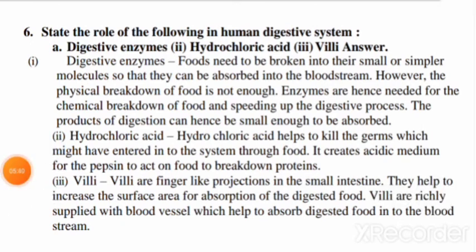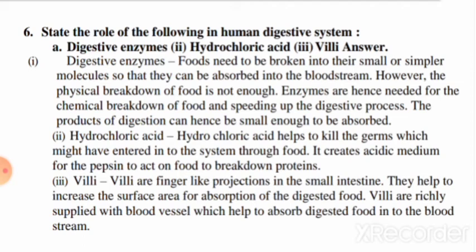State the role of the following in the human digestive system. What is the function of digestive enzymes? Hydrochloric acid function, and villi function. Villi are small finger-like projections present in the small intestine. They help in the absorption of digested food.